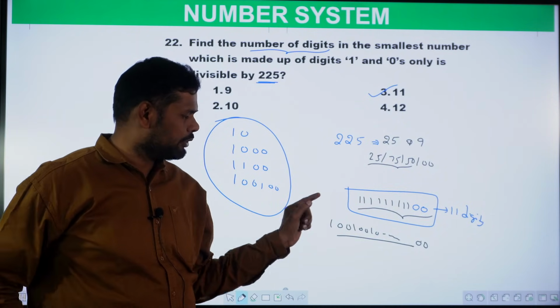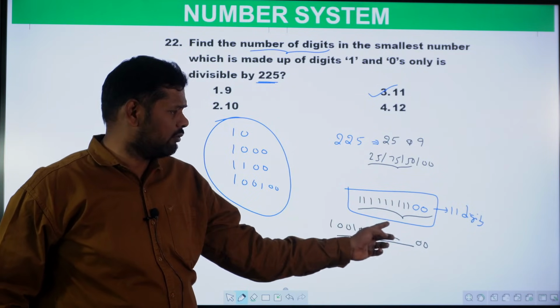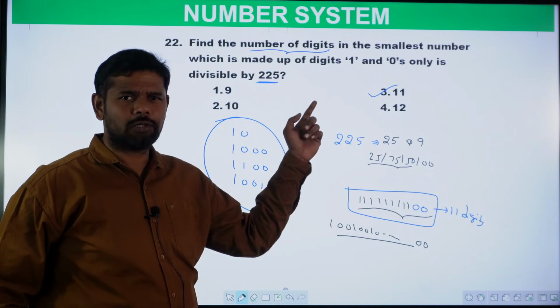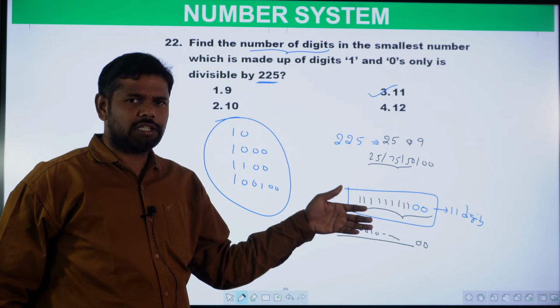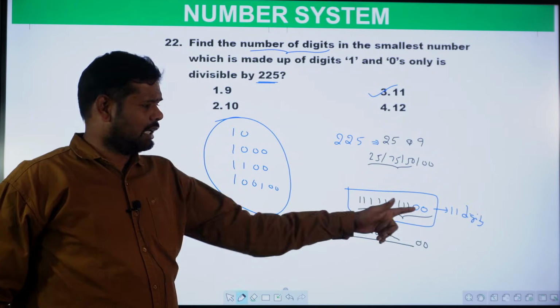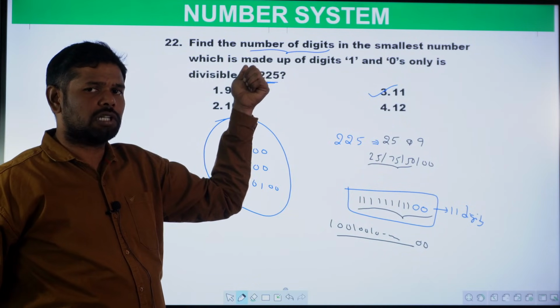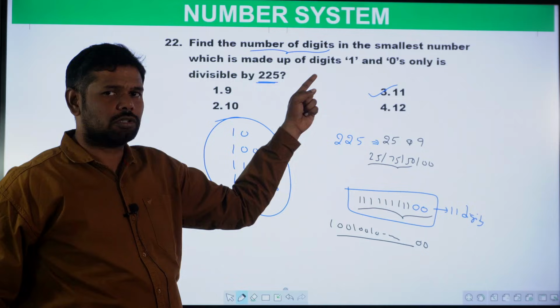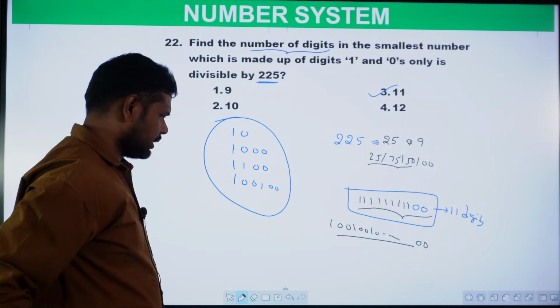So if you take any other number other than this, you add 10 on the right side. That is also divisible by 225, no doubt. But that number has more digits. More digits means a larger number. 11 digits is the smallest number exactly divisible by 225 formed with only ones and zeros. That is 9 ones followed by 2 zeros. That's it. Clear.